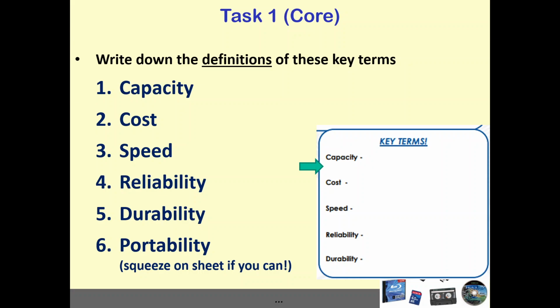Okay, on your sheet, write down those definitions now. Try to do it from memory. I know there is not a space for portability at the bottom, but try to squeeze it in if you can, please. What are those key definitions? And then check on the following section of the video. Go ahead now. Pause if you can.